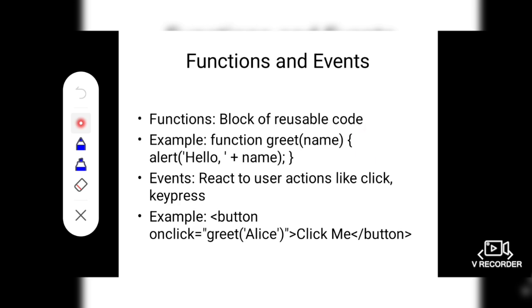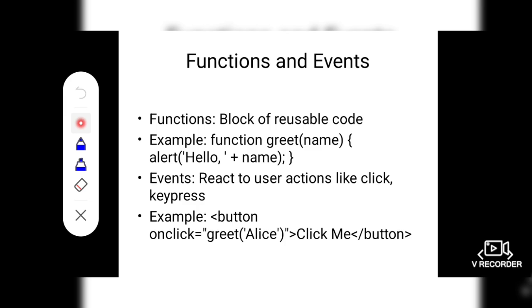So I have told you there are two functions, named function and anonymous function. Named function means a regular function with a name, anonymous means without a name, and it is often used in events. Another function is also there, the arrow function. It is not much useful for you. Okay, let's go to events.